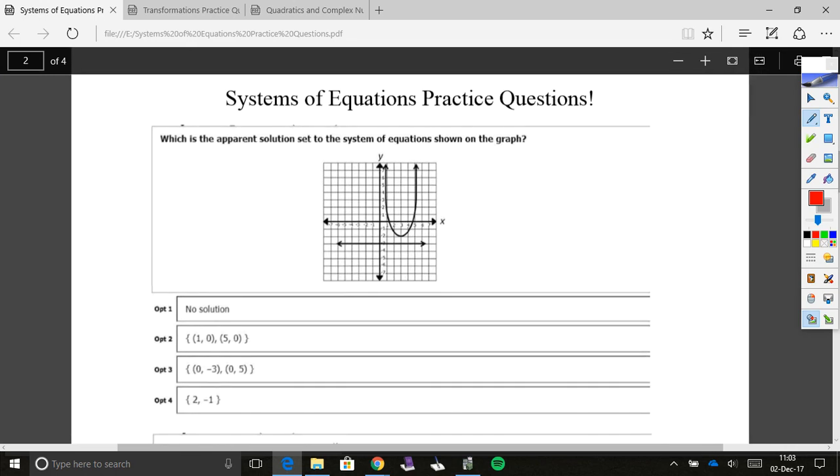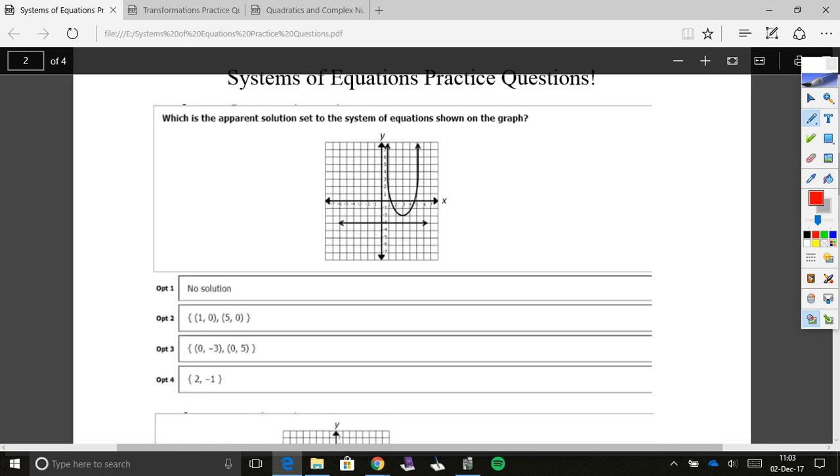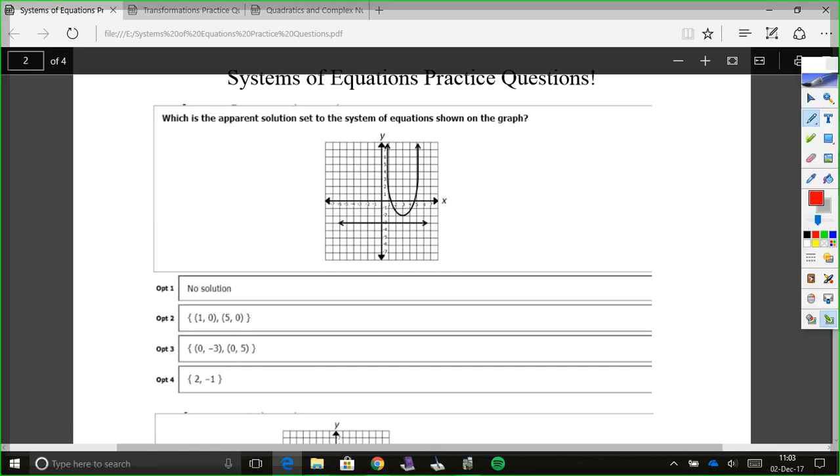All right, this one. What is the apparent solution set to the system of equations shown on the graph? Now, on this one, again, the solutions are where they meet or where they intersect. And you can see on this one, there's kind of a gap in between them here. These 2, the parabola and that line, do not cross each other. They do not intersect. So this is going to have no solution, simply because there is no point of intersection.